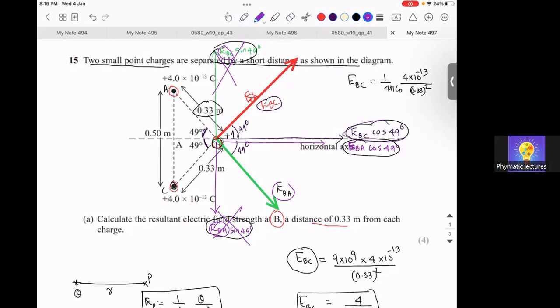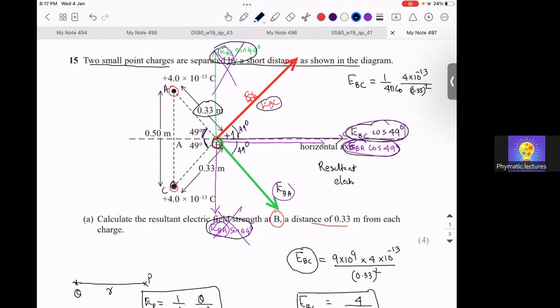Then only what happens? There will be a cumulative effect. So EBC cos 49 and EBA cos 49 will be added up together. Why? Because both are actually acting in the same direction towards the positive x-axis. Therefore, what will be the net resultant electric field? That is what they're asking, right?